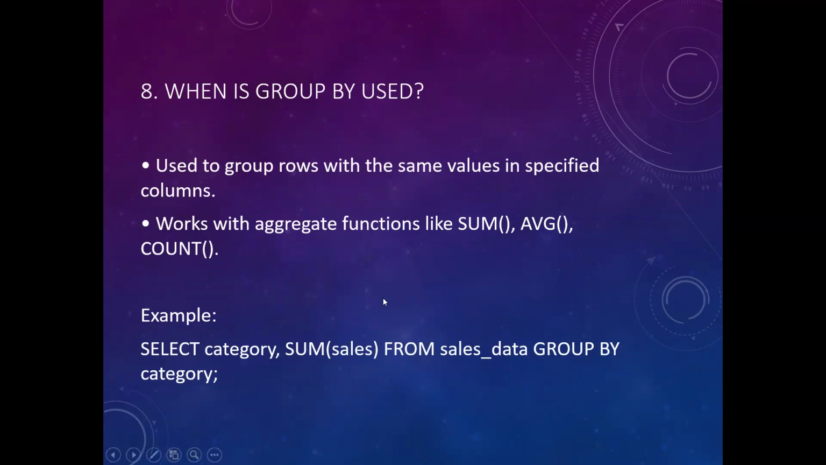So this is the first question. When is group by used? We use group by when rows have the same value in the specified column. Why are we using it? So that we can apply aggregate functions like sum, average, count, etc. This is one such example. We grouped it based on category, and then for the entire category we have applied the sum function. So this is the usage.